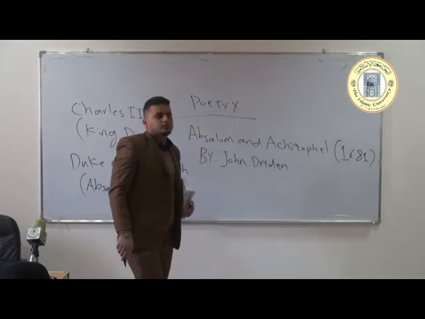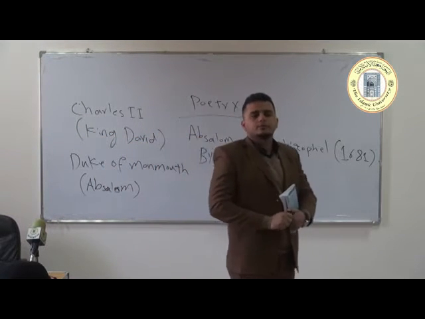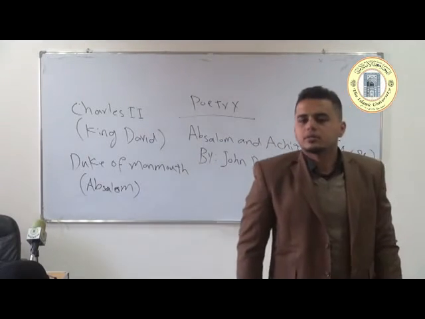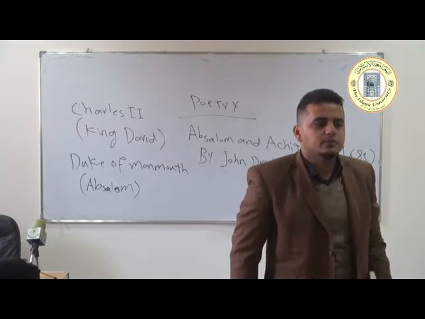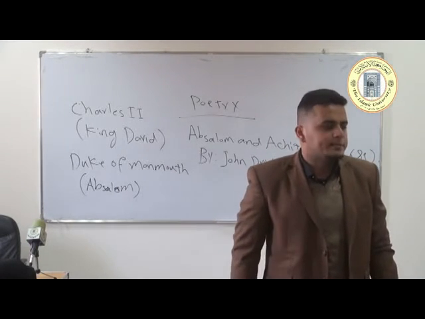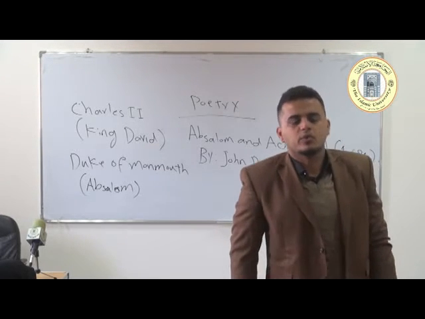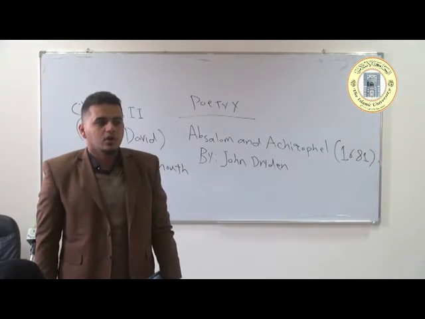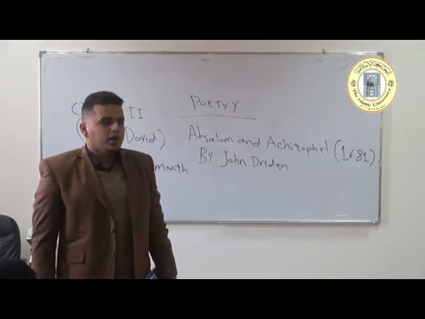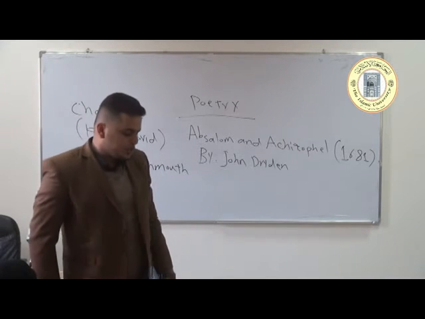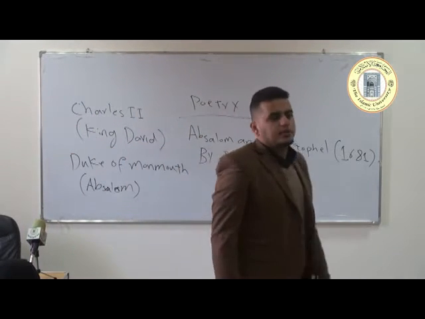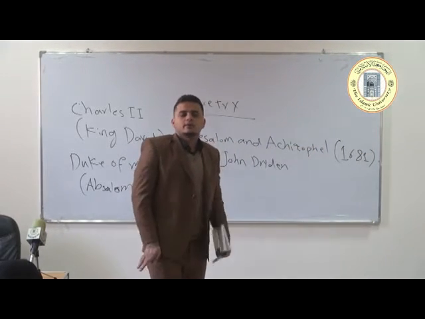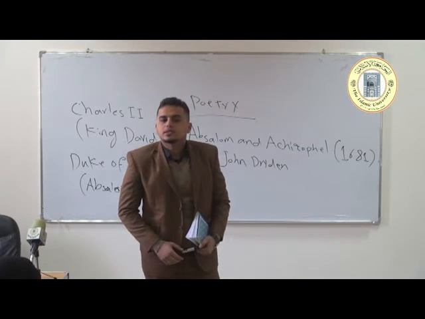And we have Achitophel, the third character. Achitophel is the advisor and the minister of the king. Minister means wazir. He was a minister in the government or the cabinet of Charles II. But he did choose to stand against the king. Why did he choose to stand against the king? Because of the religious conflict.